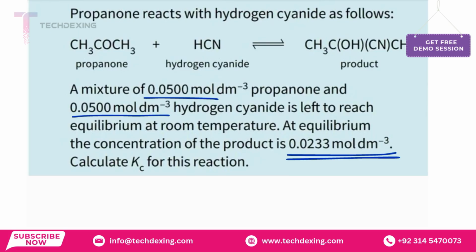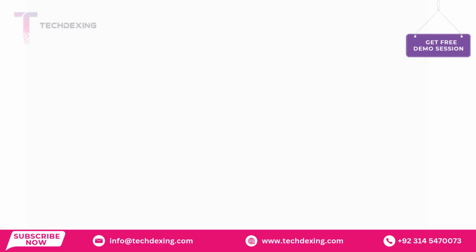So keep in mind that in the Kc expression you are not going to use the initial concentration of the reactants. Instead you have to find out the equilibrium concentration of the reactants, then you can use them in your equilibrium constant expression. Got it? We can solve this question on the next slide.